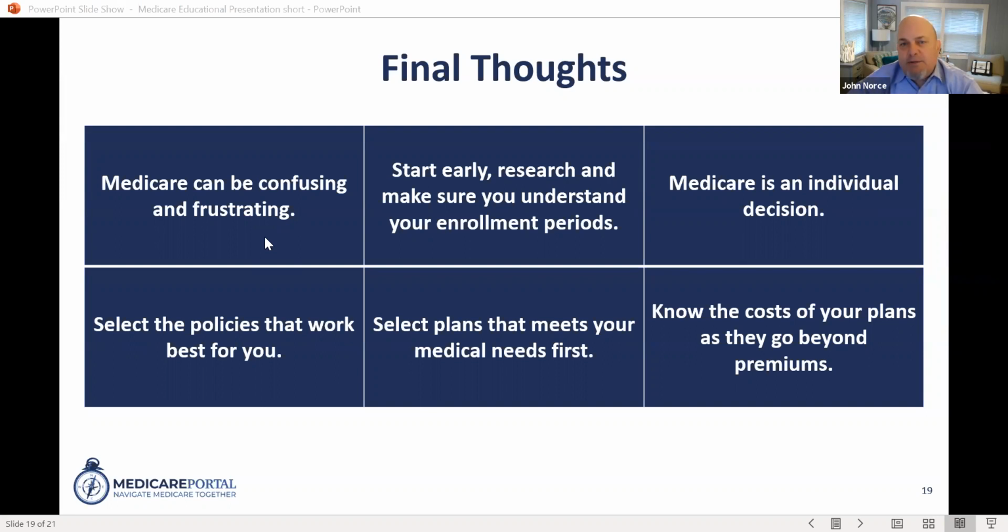Medicare is an individual decision. I mentioned this earlier: if you're married, you and your spouse are considered two completely different people for Medicare purposes.